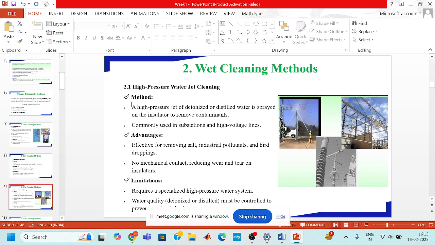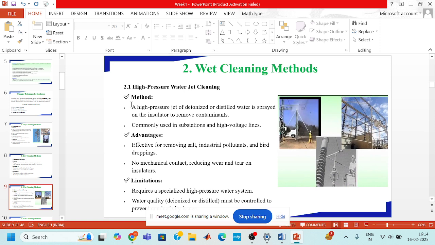Now, the next cleaning method is wet cleaning, in which high pressure water jet cleaning, as you can see in the figure, is used. A high pressure jet of deionized or distilled water is sprayed on the insulators to remove contaminants, and it is commonly used in substations and high voltage lines.